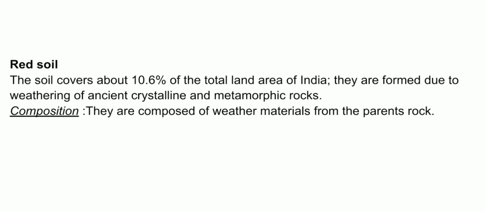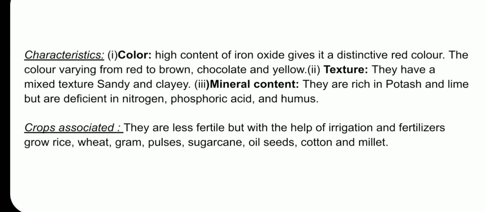Now, red soil. The soil covers about 10.6% of the total land area of India. They are formed due to the weathering of ancient crystalline and metamorphic rocks. Composition. They are composed of weathered materials from the parent rock. Characteristics. Number 1, color. High content of iron oxide gives it a distinctive red color. The color varies from red to brown, chocolate and yellow. Number 2, texture. They have a mixed texture, sandy and clayey. Number 3, mineral content. They are rich in potash and lime but are deficient in nitrogen, phosphoric acid and humus.